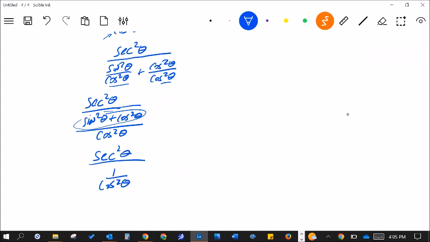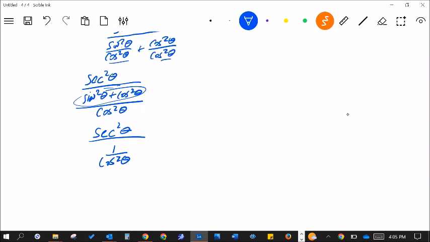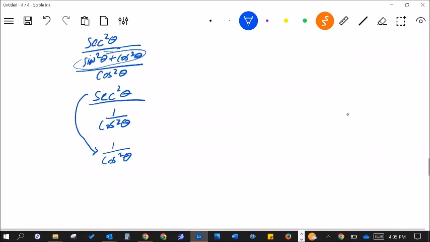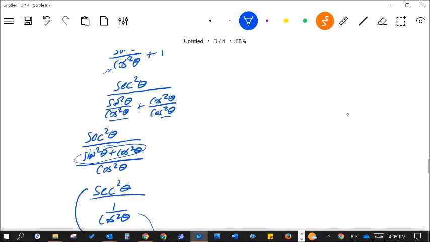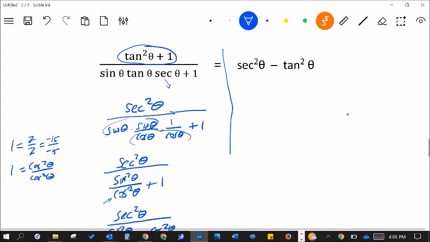So now that I have that, let's think about what I would do. In fact, actually now that I think about it, I just realized secant squared theta is 1 over cosine squared theta. That's what that is. And I have this on the bottom too, 1 over cosine squared theta. Oh, this over itself is equal to 1. You can't get any simpler than that right now. We've got 1 here. So we need to see if the other side will get 1.